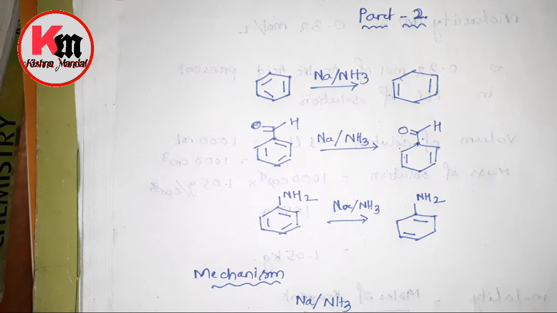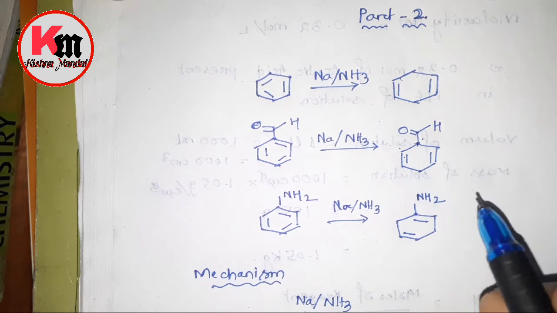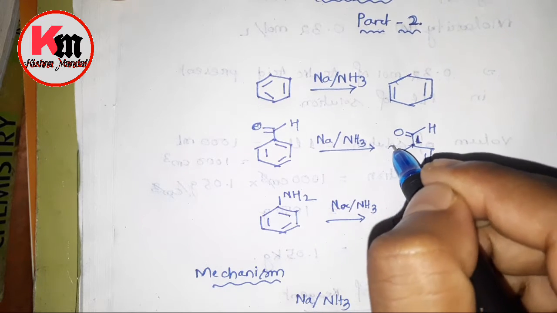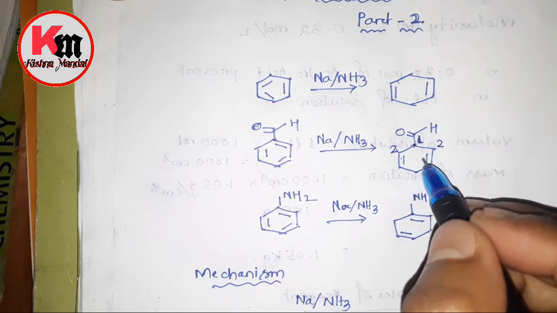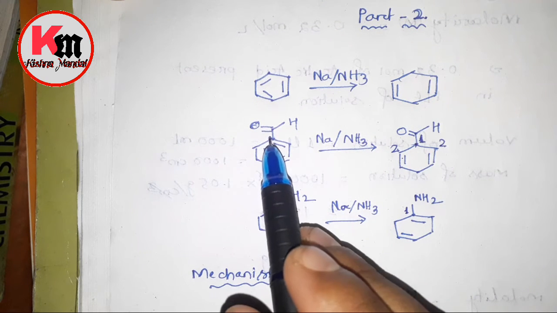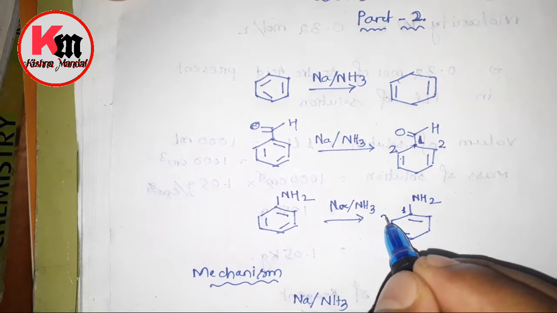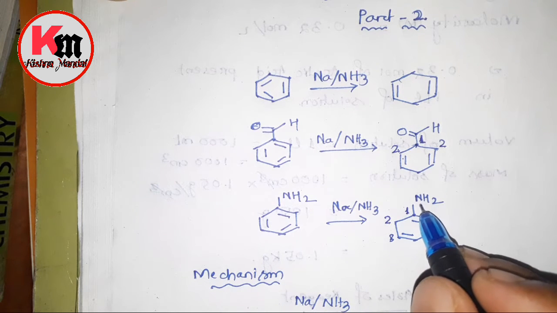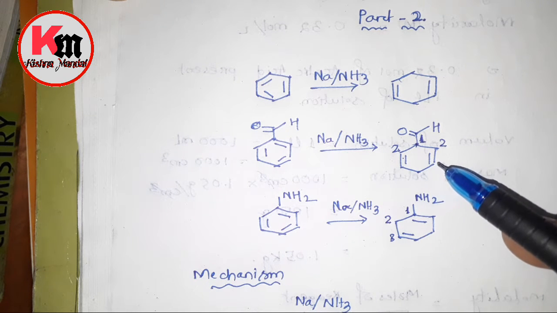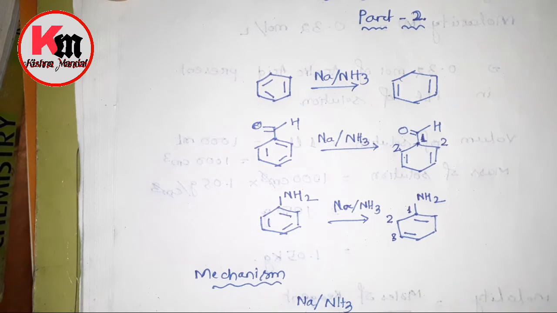In these two compounds you can see the positions of the double bonds are different. If we consider this as one, this is two, here the two double bonds are in 1,2 position. But in the case of aniline, an electron donating group, and here an electron withdrawing group, one double bond is in one position and another is in the third position with respect to this group. Why do the double bond positions vary with the starting material? We will get this point through the mechanism.